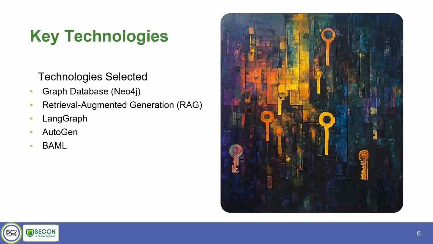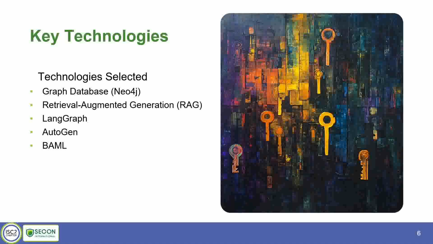Graph databases like Neo4j are at the core of our methodology. They excel at modeling relationships within complex datasets, such as the connections between code objects and security guidelines. This enables us to perform highly efficient and detailed analysis, even for large codebases. RAG is a powerful AI framework that bridges the gap between static data and real-time generative capabilities.